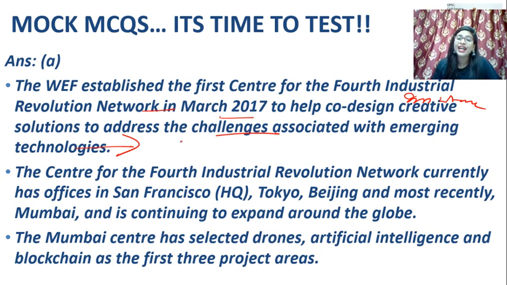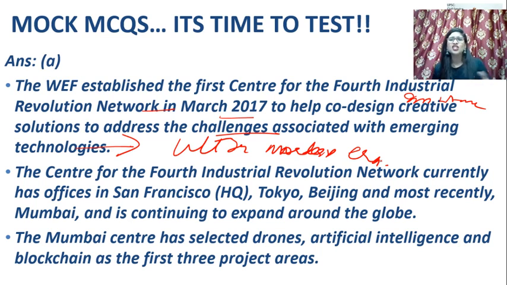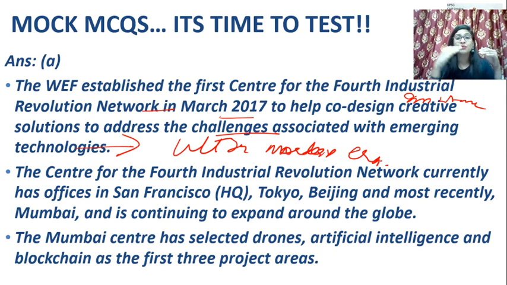Because we all know that today it is not a modern era, rather I can tell you it is an ultra modern era, right? We can't call it modern, but it is ultra modern. So now without technology, we can't think about progress in any field. Be it technology, education, health, any field, you cannot think about development or progress without using technology. So this fourth industrial revolution network is literally to bring out some innovative or creative solutions, or remedies, so that all the problems or challenges associated with the emerging technologies are resolved.